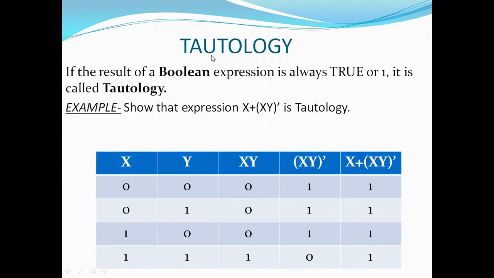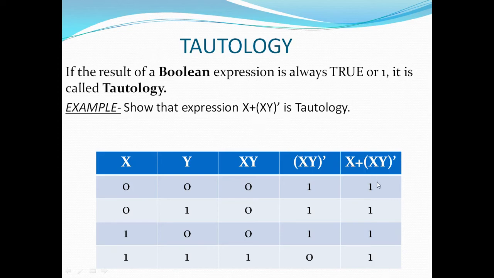Now we'll discuss tautology. Tautology is nothing but when in a binary expression the output is always true or 1, then it is called tautology. Suppose we have this expression and we have to show that it is tautology. So what we'll do, first we'll write all the possible combinations of these two inputs. See, we have two inputs here, x and y. We'll make the truth table for two inputs. Two inputs mean 4 combinations. So we'll write the possible combinations and then we'll make the truth table for this expression.